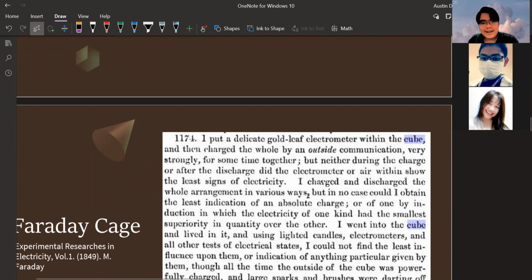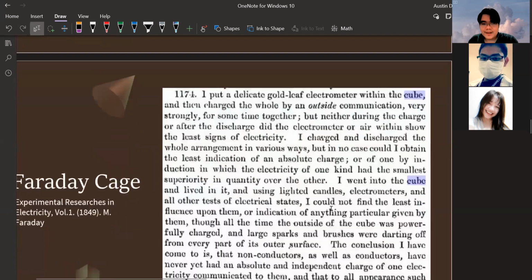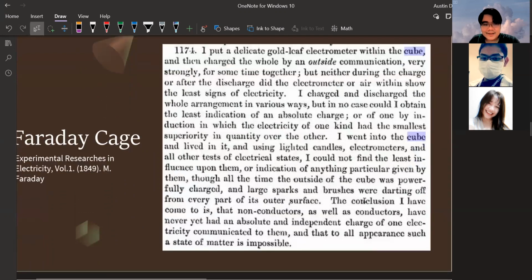So, and then, frustrated na siya, I charged and discharged the whole arrangement in various ways, but in no case could I obtain the least indication of an absolute charge, or of one by induction in which the electricity of one kind had the smallest superiority in quantity over the other. Ito na. So, medyo sira ulo si Faraday. I went into the cube and lived in it. And using lighted candles, electrometers, and all other tests of electrical states, I could not find the least influence upon them, or indication of anything particular given by them, though all the time the outside of the cube was powerfully charged, and large sparks and brushes were darting off from every part of its outer surface.